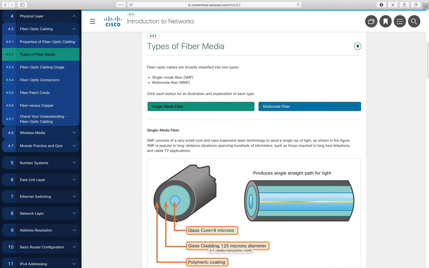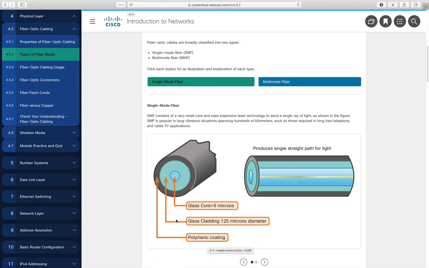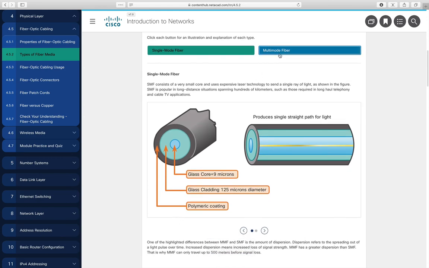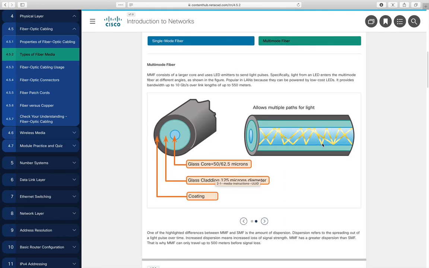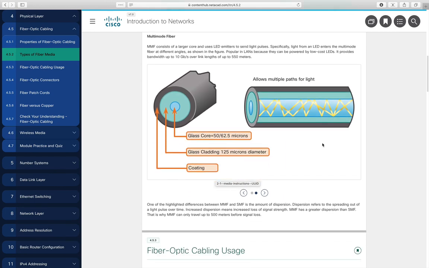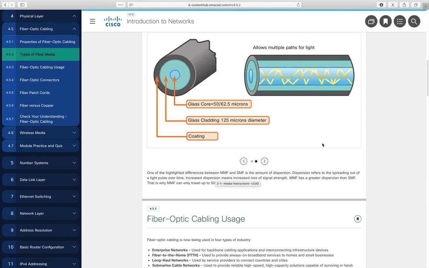Fiber optic cable is fragile compared to copper cable, so that's one of the disadvantages. Another disadvantage is it's much more expensive than copper cable. If we look at multi-mode fiber, the core is much bigger, which kind of allows the light to bounce around. And that can cause issues with the signaling. So we can't run for as long a distance, for example.